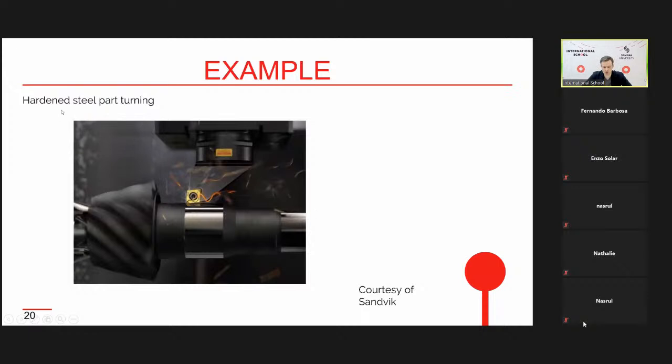Here we can see the turning process of hardened steel. The part is made of hardened steel, and this shiny surface was machined, and this black surface is after heat treatment. So you can see that temperatures in machining are very high. That's why the chip has a high temperature, and it shines because it has high temperature. The temperature is close to the melting point of this alloy. So that's why this is an example of a difficult to cut material, because temperatures are very high.